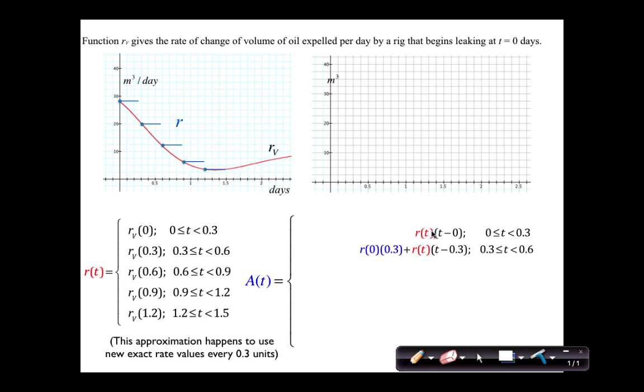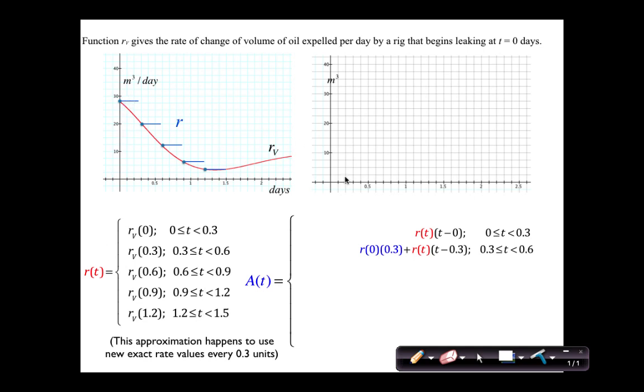I could write this as R sub v of 0, and this as R sub v of 0.3, and R sub v of 0. R sub v of 0 and R of 0 are the same thing. That's the fact that this blue dot's right on the red curve. So lots of times there's multiple different ways you can write this. I chose to write it this way so that for the current interval, I'm always writing R of t, the exact same thing, because I defined R of t over here. You don't have to do that.